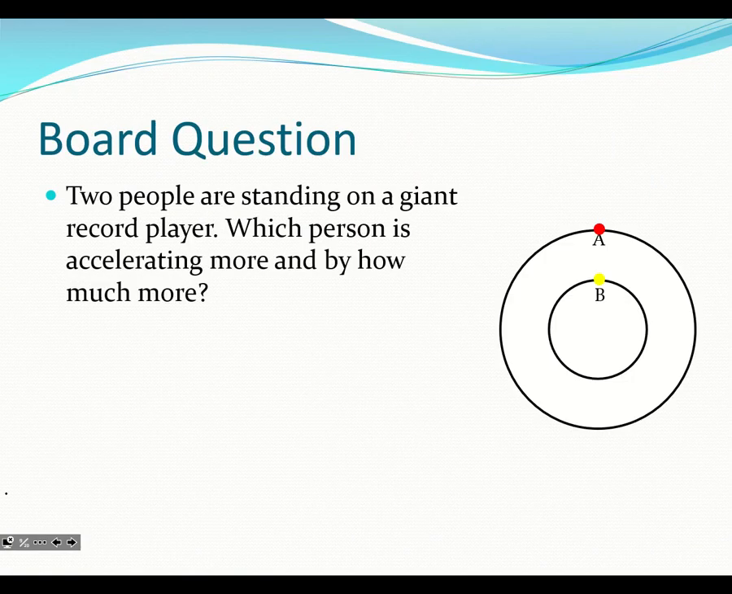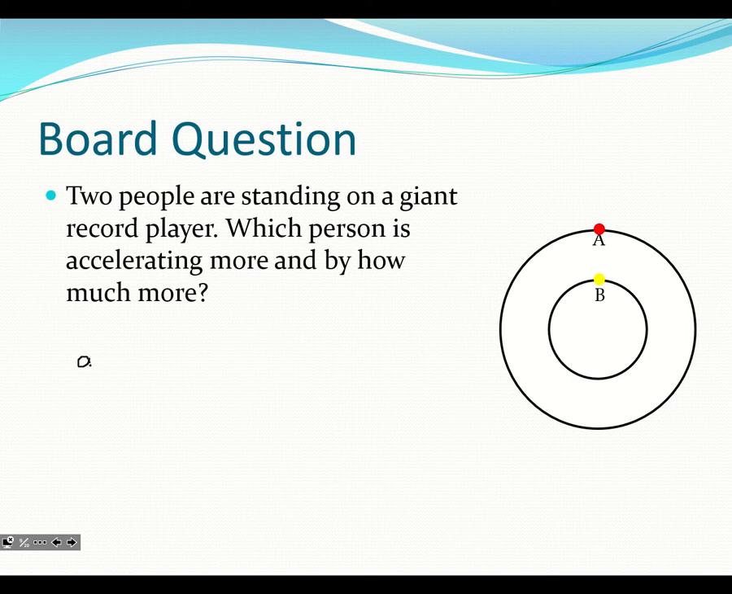So 2 people are standing on a giant record player. Which person is accelerating more, and by how much more? So same sort of question as the first one, but I want to talk about it in terms of acceleration. So pause the video and see if you can figure out who is accelerating more and by how much more. And I will explain it right now.